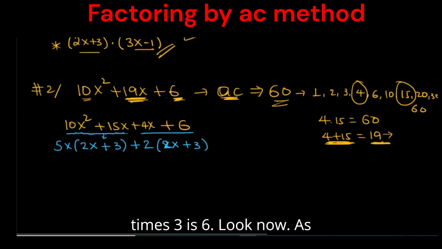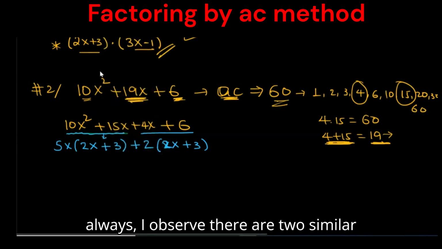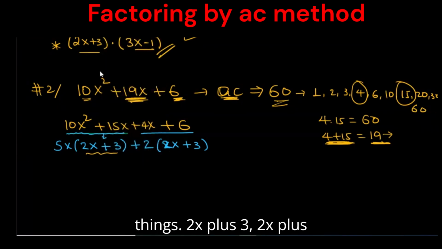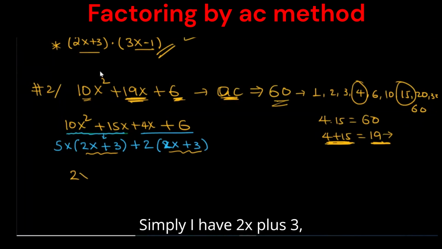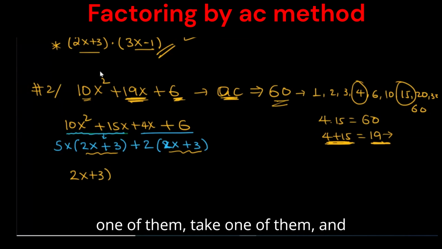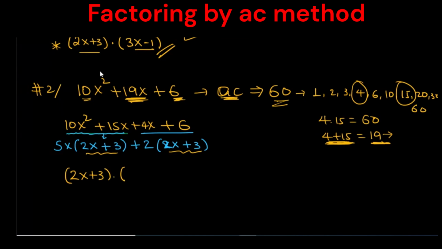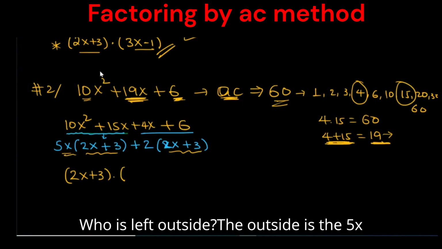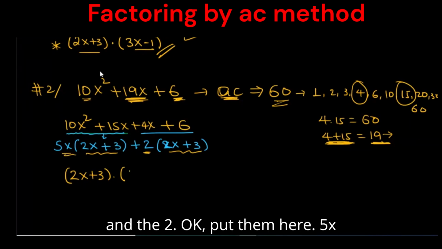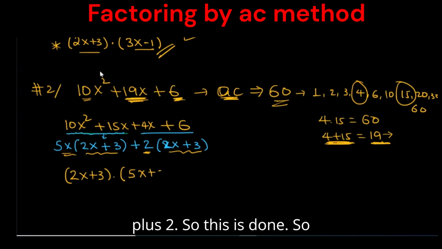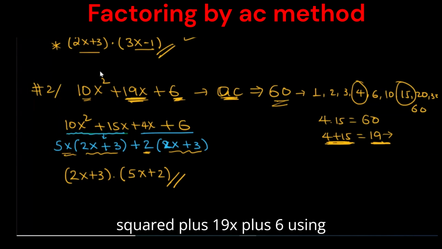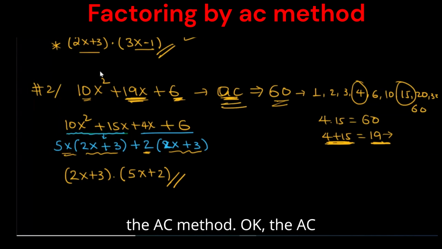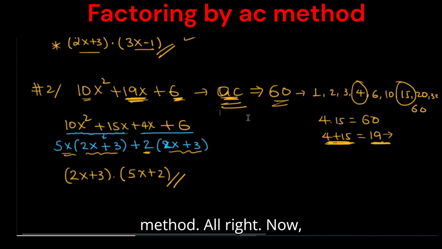As always, I observe there are two similar things, 2x plus 3, 2x plus 3. I don't have to carry both of them. I take one of them, 2x plus 3. And who is left outside? The outside is the 5x and the 2. Put them here, 5x plus 2. So this is the factor form of 15x squared plus 19x plus 6 using the AC method.